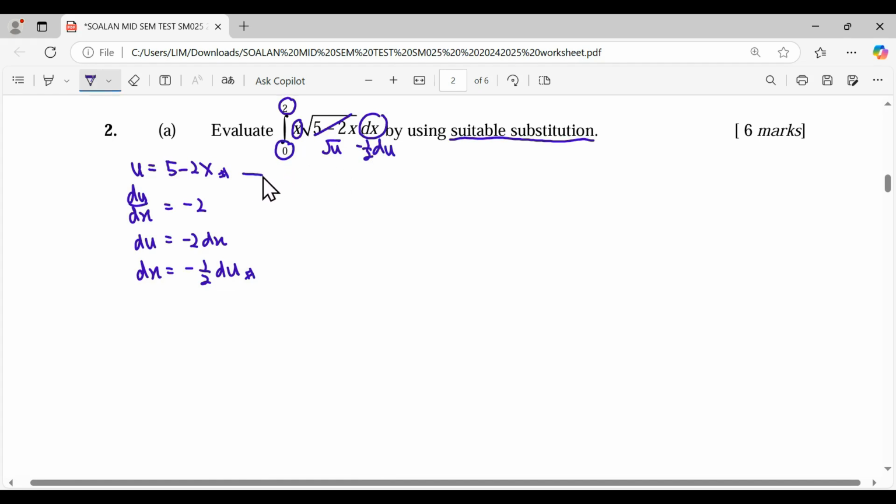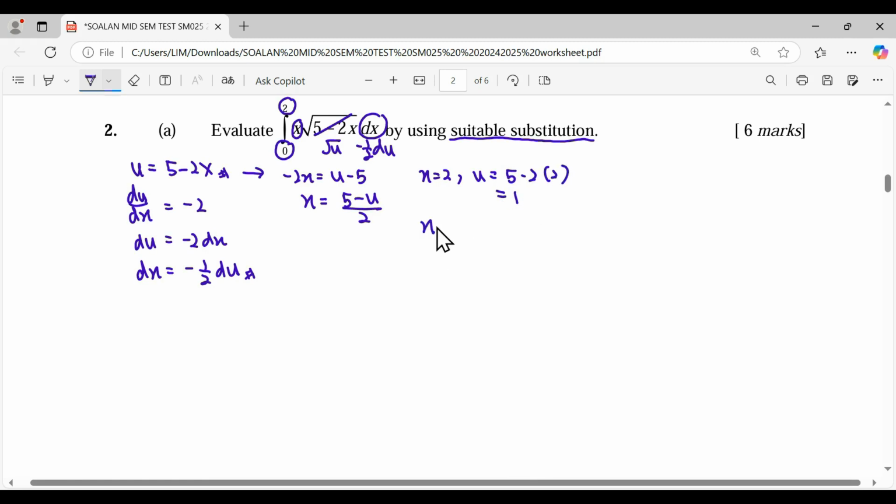One more part, x. So x can be substituted by rearranging the u expression equation here. So negative 2x equals u minus 5. So x will be equal to, so I move over 2, simplify the negative, and I rearrange. Then your upper limit, when x is equal to 2, what is your u value?